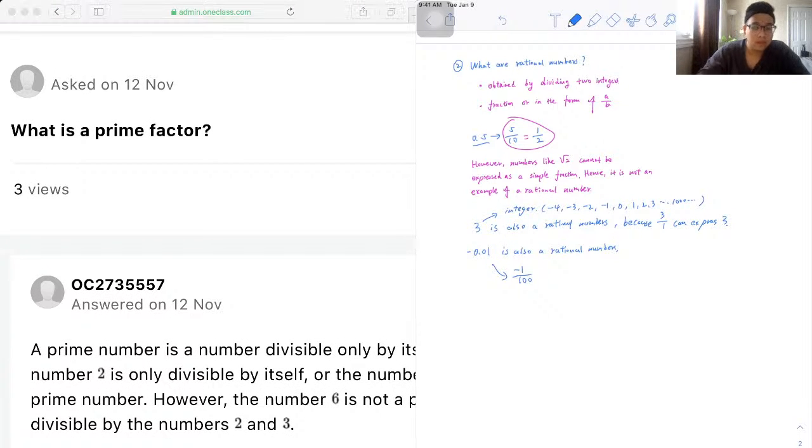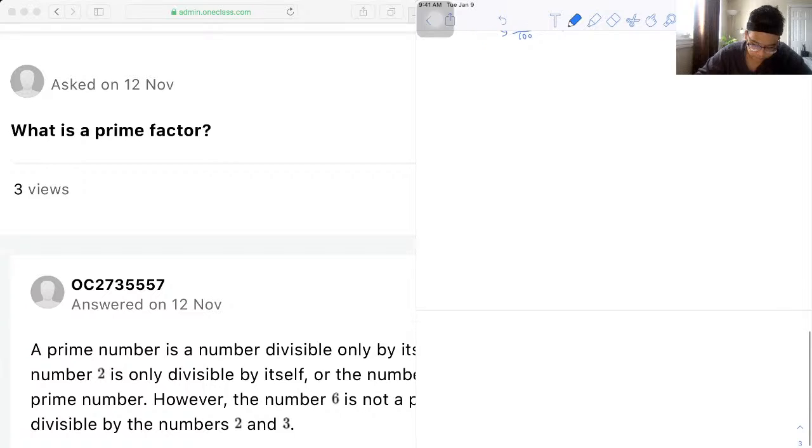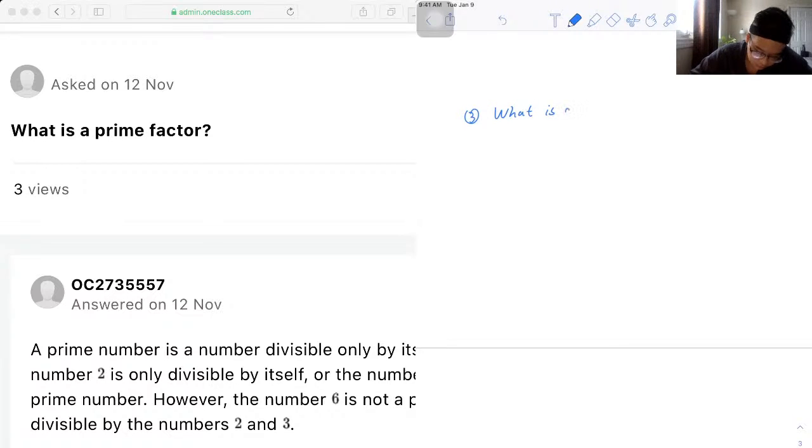Alright. So coming up, our third question is asking us, what is a prime factor? Okay. So for prime factor, let's write it down here. It is a number divisible only by itself and 1. Yep. So let's write the keyword down.